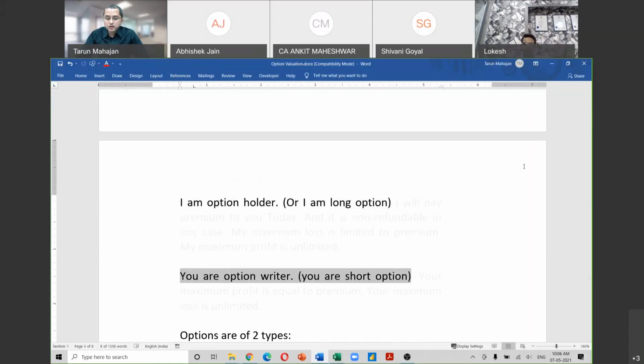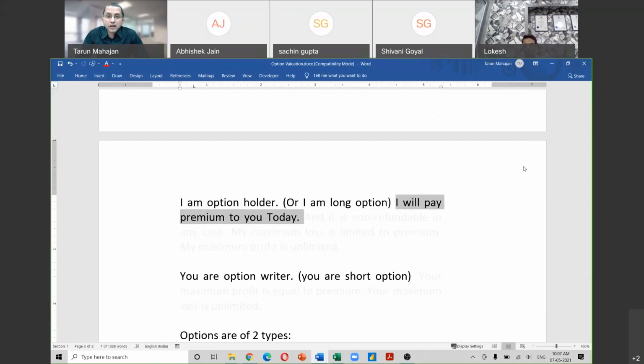You know, here my position is called long position. See, it's not long because I'll buy gold. No, not at all. It's long position because I have bought option. Yes, I have bought option. Actually, I'll pay premium to you today. See, I'll buy gold. That's something that will happen in future. But today I'm buying an option.